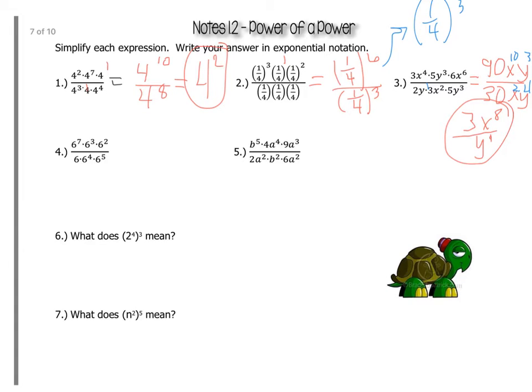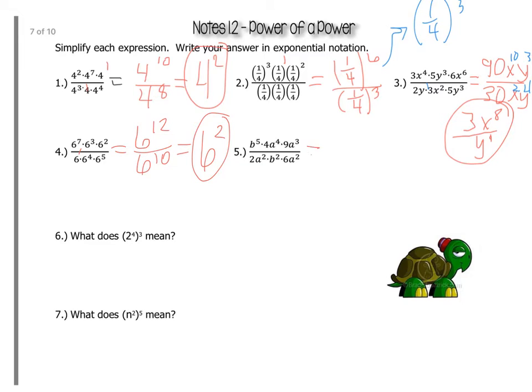Number 4, 6 to the seventh times 6 to the third times 6 to the second. In the numerator, that becomes 6 to the 12th. In the denominator, I have 6 to the first times 6 to the fourth times 6 to the fifth, which becomes 6 to the 10th. It is larger in the numerator, so it stays in the numerator, and 12 minus 10 is 2.